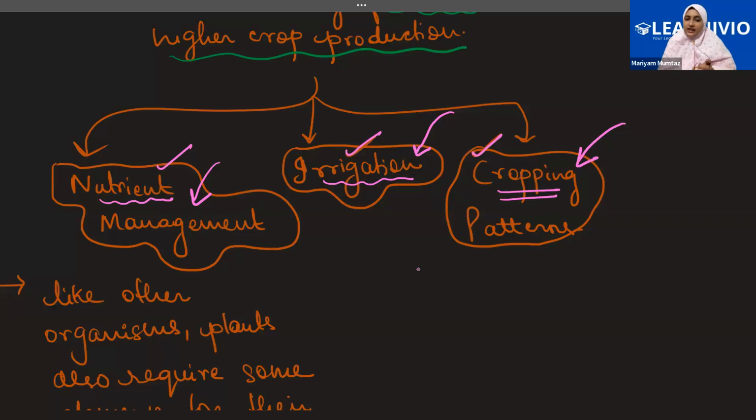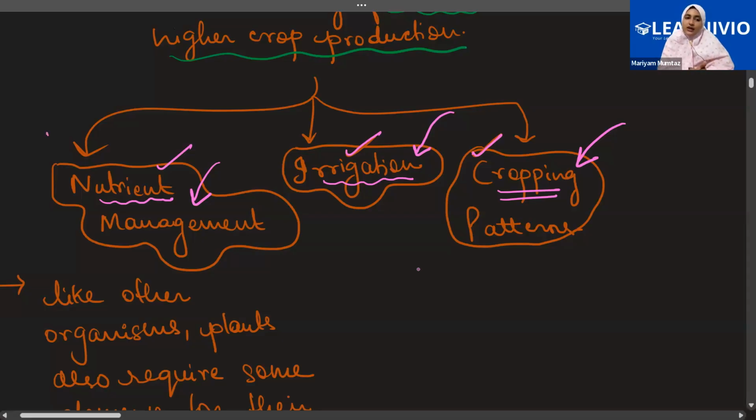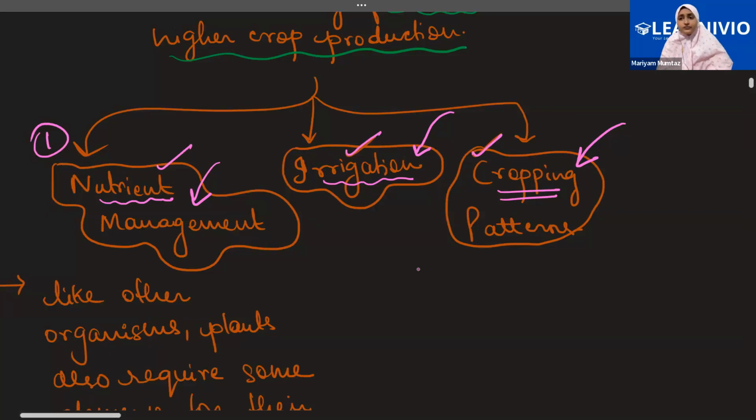Nutrient management, irrigation, and different cropping patterns. Now, when we look at the first one, that is nutrient management. We know that all the nutrients or minerals that the soil requires, where does it come from? From the soil. Every single nutrient, including water, the plant takes from the soil. There are only certain amounts of gases that the plant takes from the atmosphere.